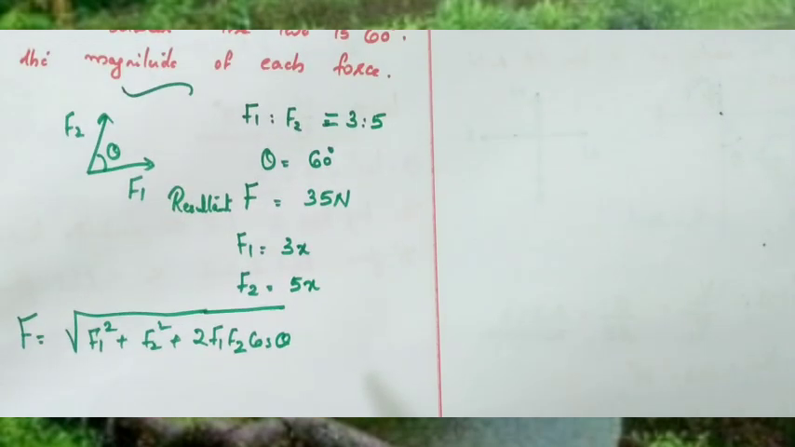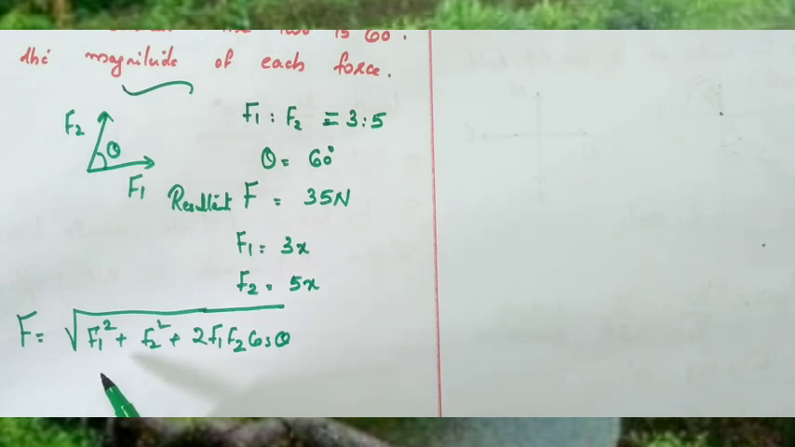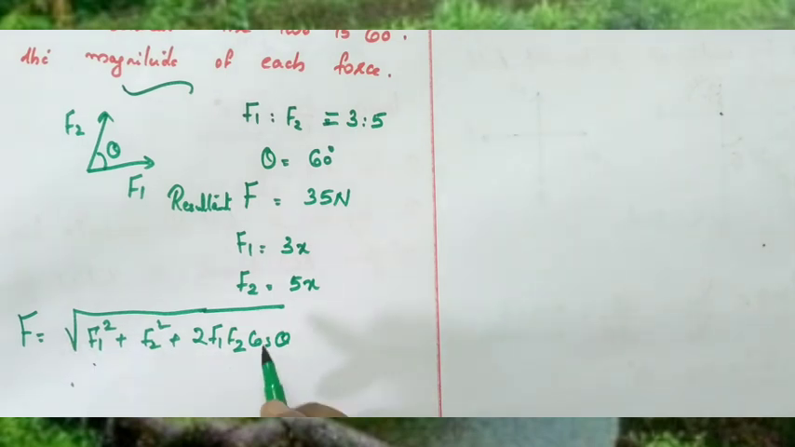We have the formula: root of F1 square plus F2 square plus 2 F1 F2 cos theta, where theta is the angle between the two forces. This is the general formula. If A and B are the two vectors, the resultant is given by R equal to root of A square plus B square plus 2AB cos theta. Similarly, here we can write root of F1 square plus F2 square plus 2 F1 F2 cos theta.